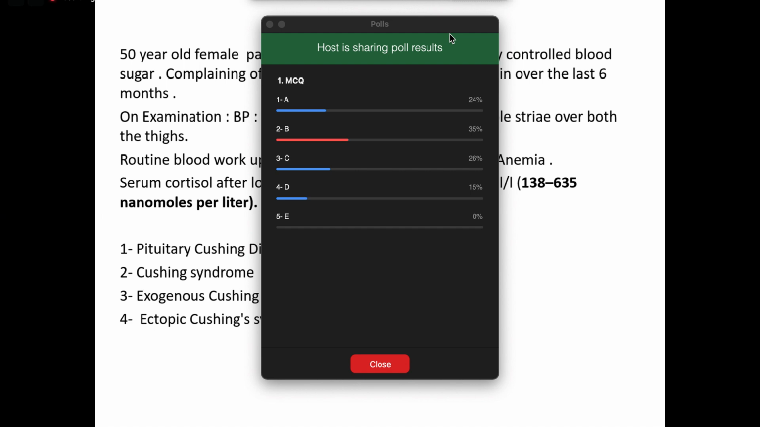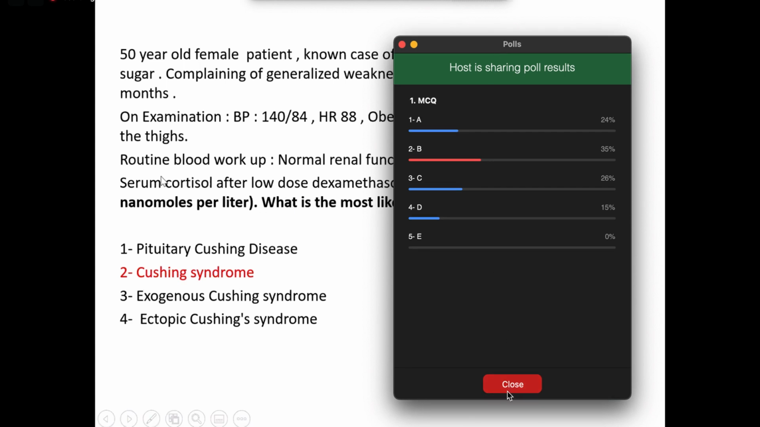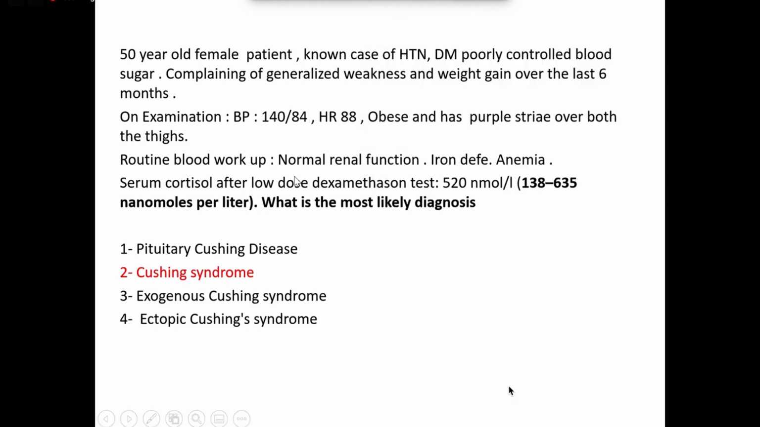So 35% answered Cushing syndrome, 26% exogenous Cushing. Okay. The answer is Cushing syndrome, because the low dose dexamethasone test is positive and the cortisol should have been suppressed. If you give dexamethasone, the next day the cortisol should be less than 50 actually. If it's more than 50, we suspect Cushing.